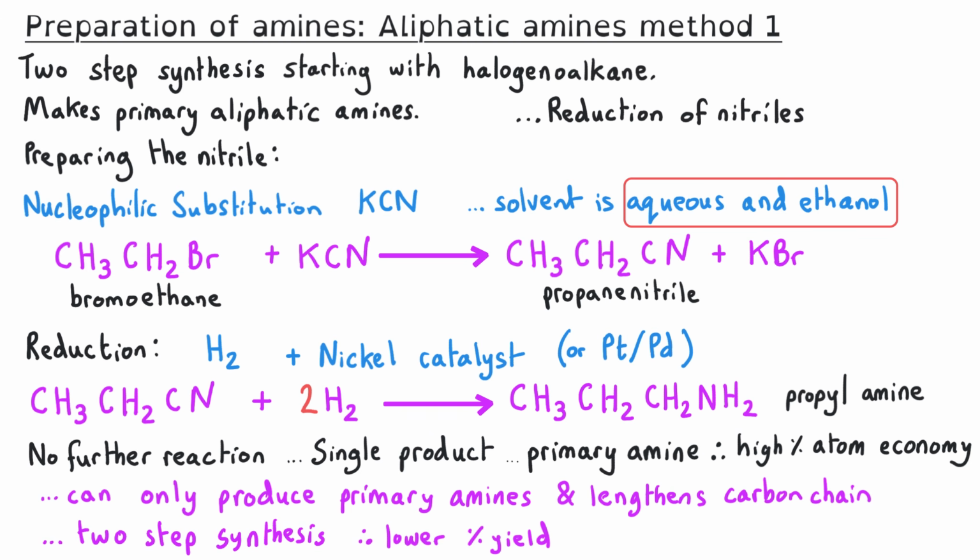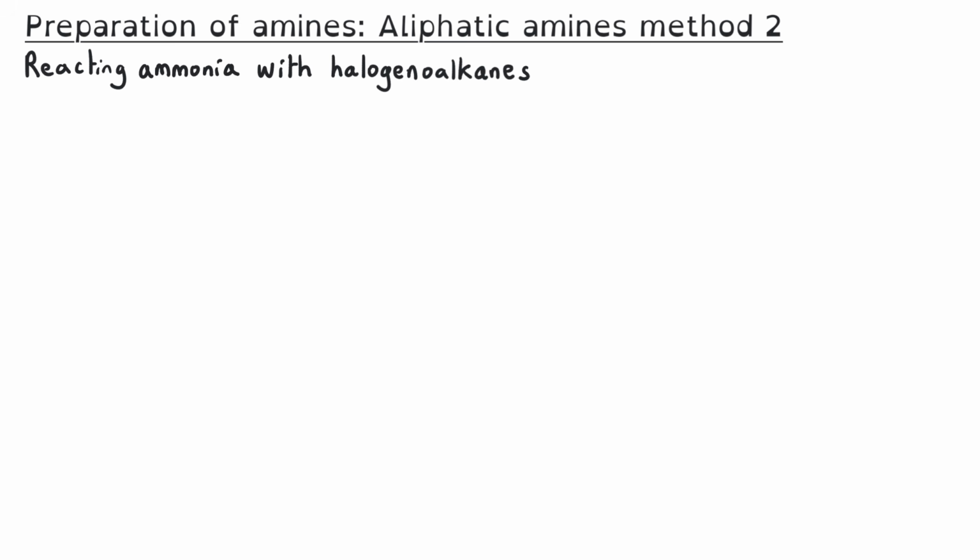Another disadvantage of this method is that it requires a two-step synthesis, and so this could potentially have a much lower percentage yield than a one-step synthesis. We can prepare aliphatic amines by reacting ammonia with halogenoalkanes. One advantage of this method is that we make an amine after only one step, and so this step itself will have a high percentage yield.